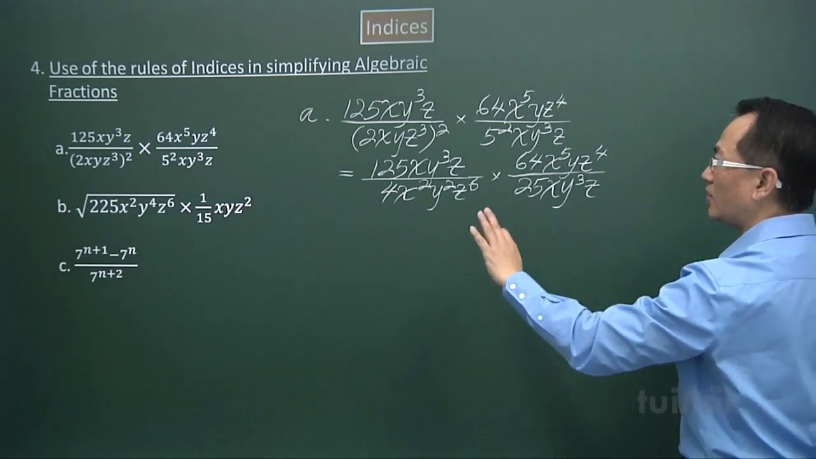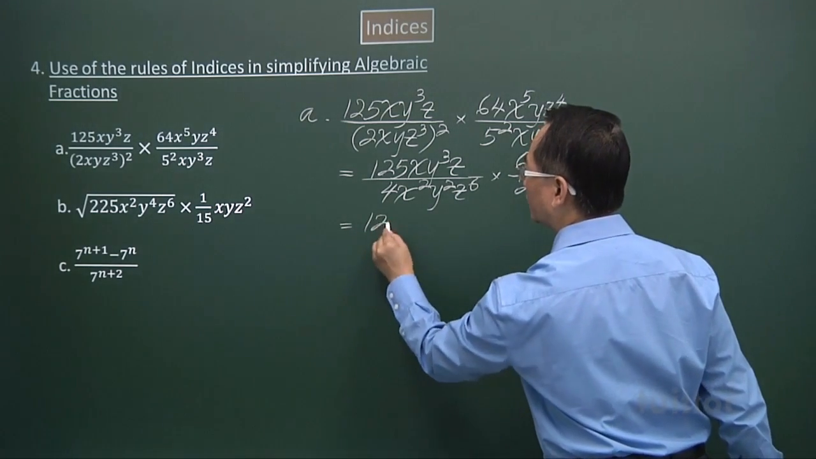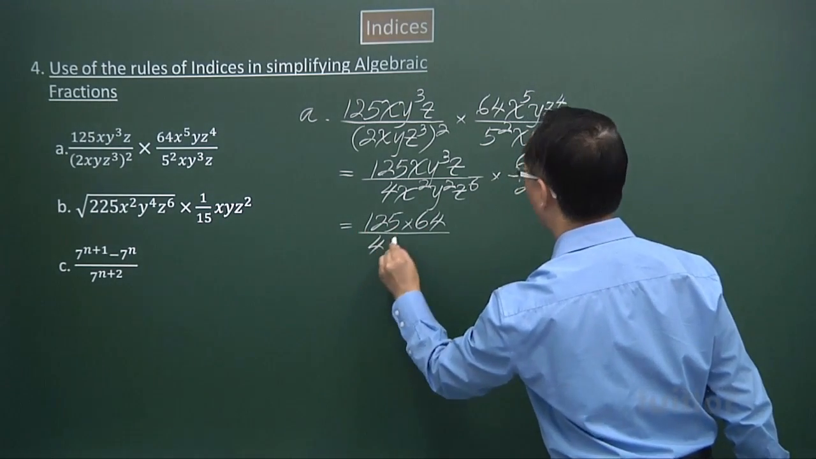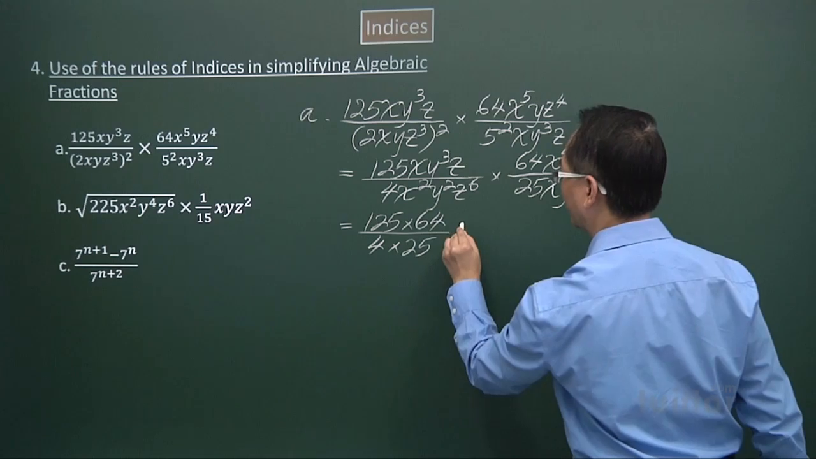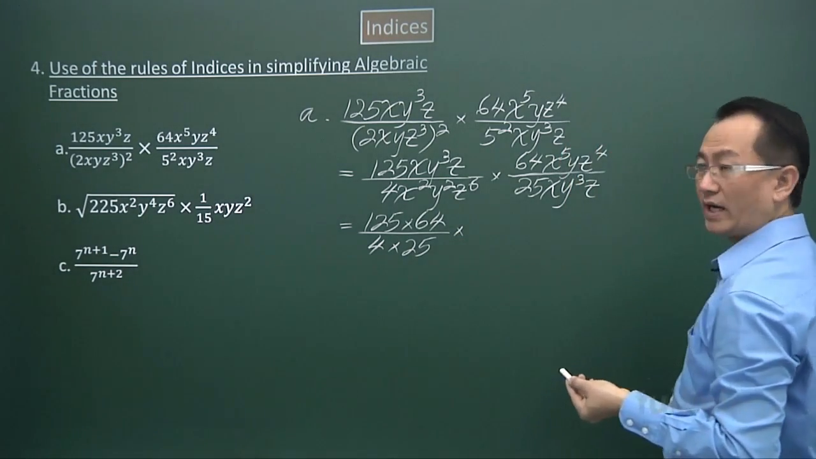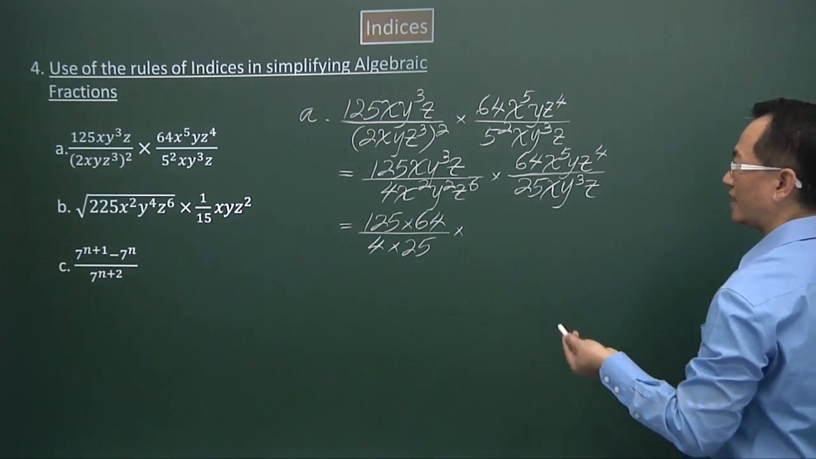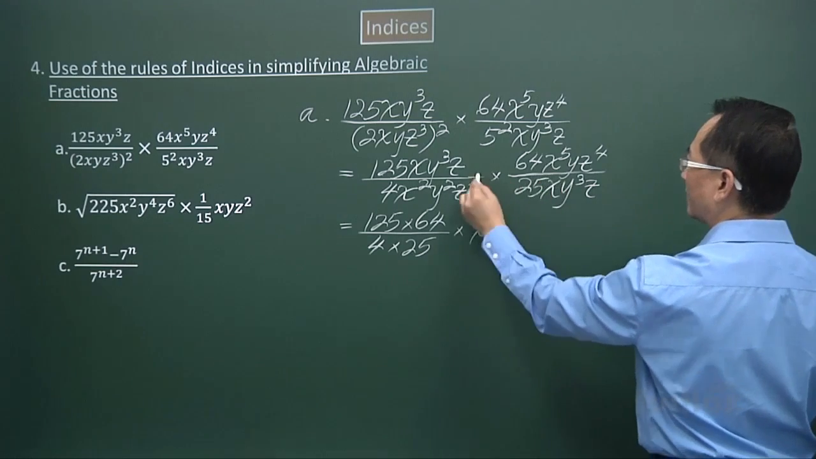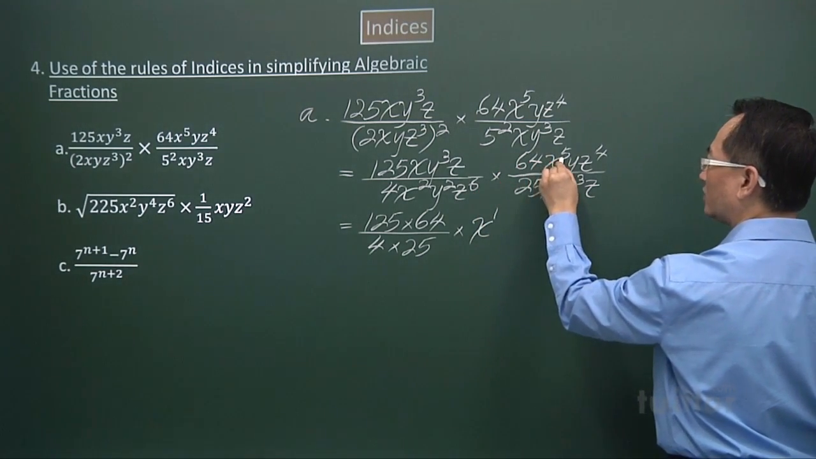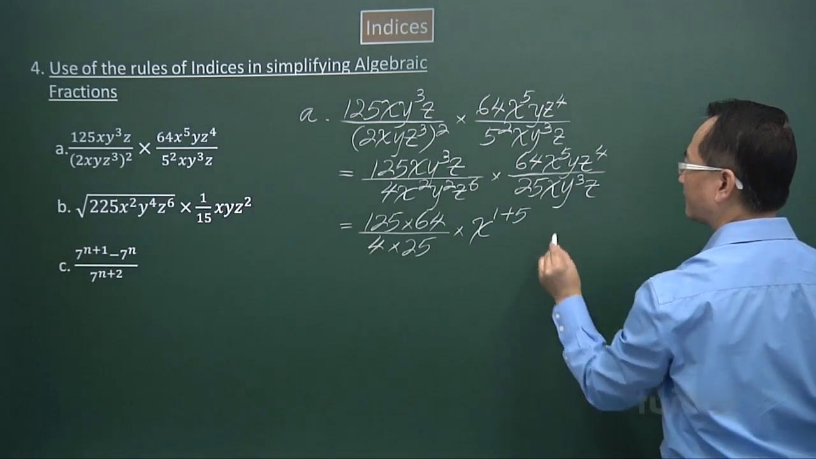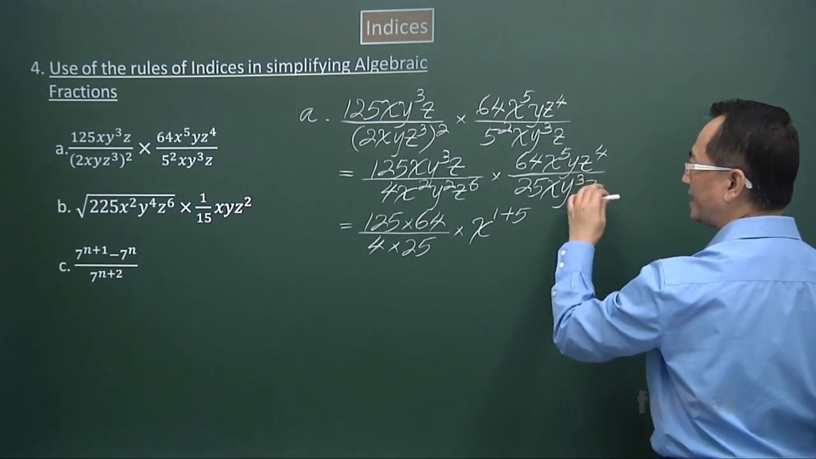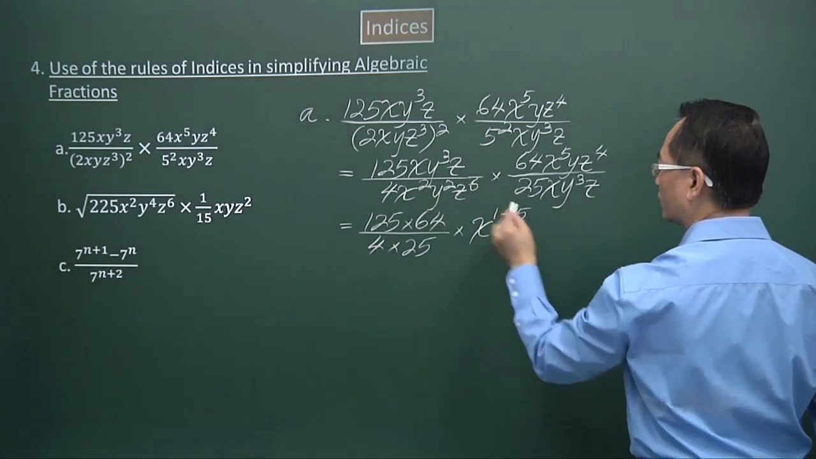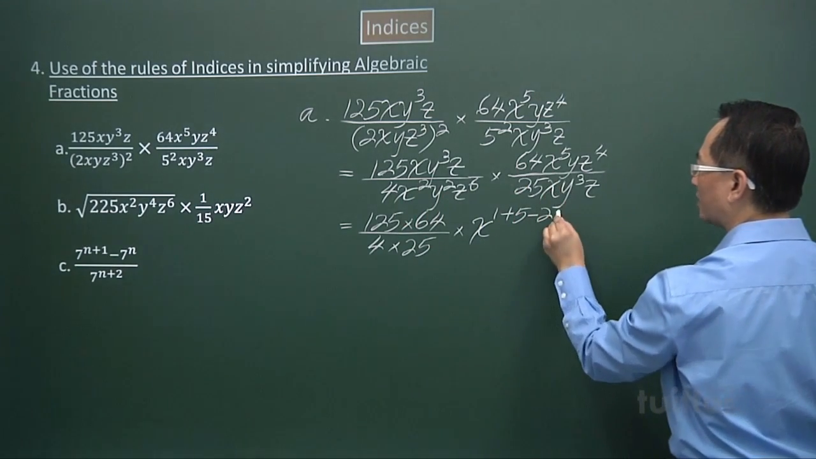So pull the number part to one side, 125 times 64 over 4 times 25. Next, I'll deal with all the x terms together, x to the power of 1, because it's times, so I add on to the index here, plus 5. Now we are looking at the denominator, so divided by, so minus the 2, minus the 1.